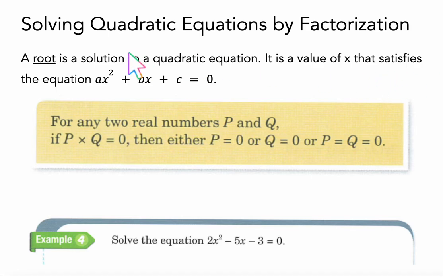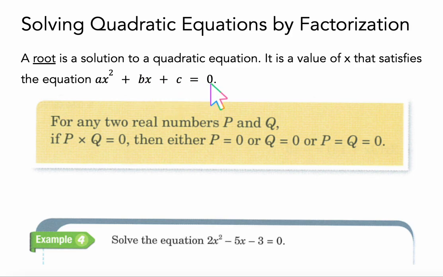Hey everyone, today we're talking about how you can solve quadratic equations using the factorization method. To start off, when you find the solution to a quadratic equation, you're actually finding what we call a root. This is an important vocabulary word you should put into your notebook. A root is a solution to a quadratic equation. It is specifically a value of x that satisfies the equation ax squared plus bx plus c equals 0.